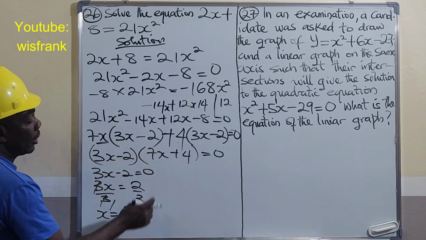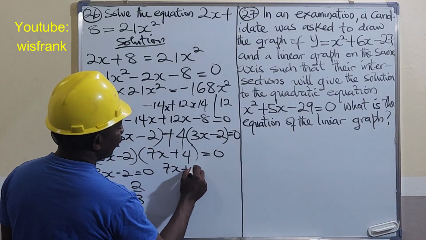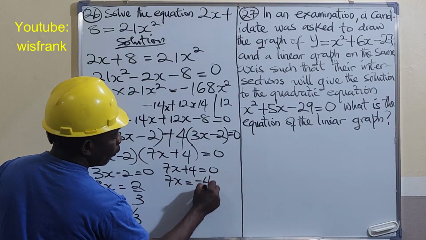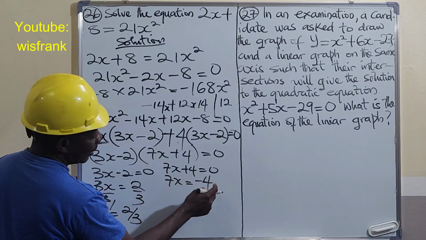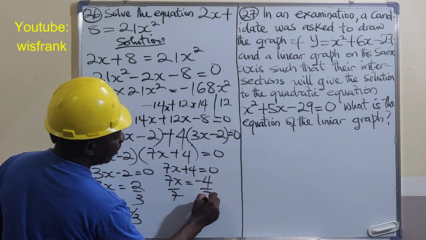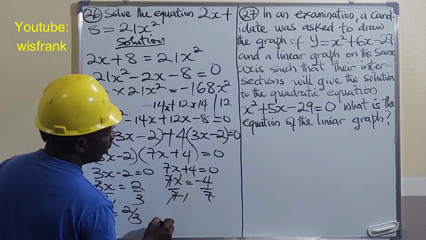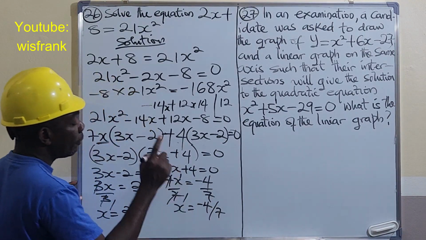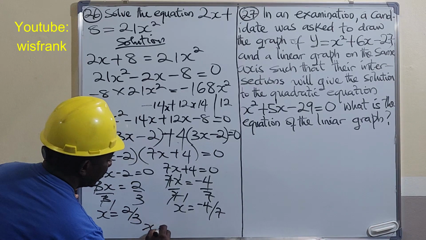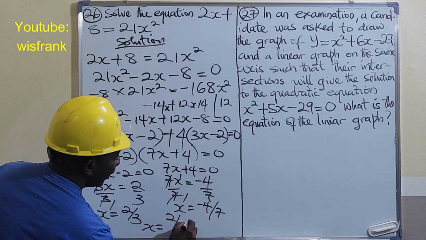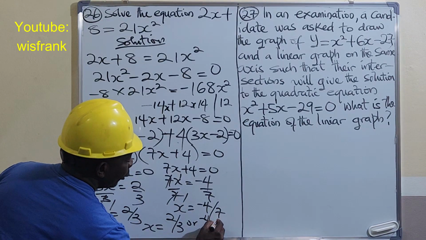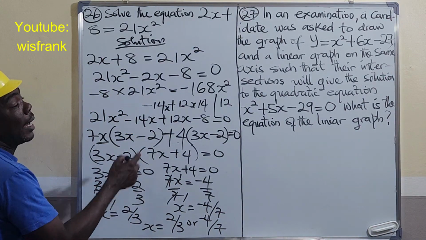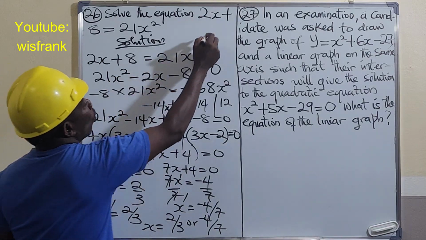Then the second parenthesis, we have 7x plus 4 equals 0. Therefore, 7x equals minus 4. Here, we can divide all through by 7. The 7s cancel, leaving 1. Therefore, x equals minus 4 over 7. So the value of x here is x equals 2 over 3 or minus 4 over 7. So this is the value of x. And the right option for this question was B.